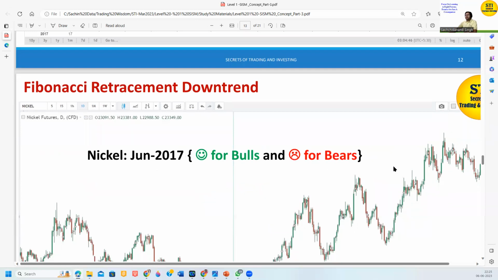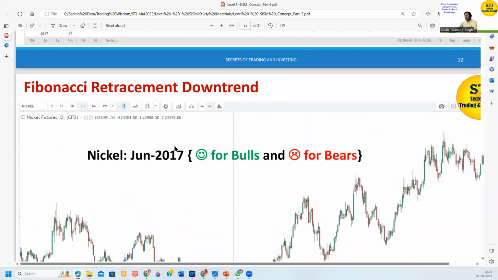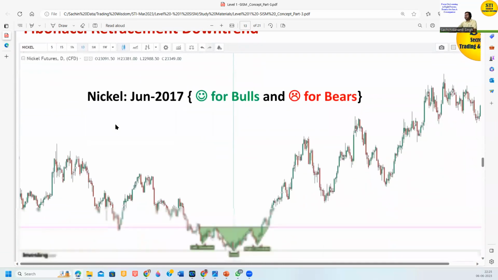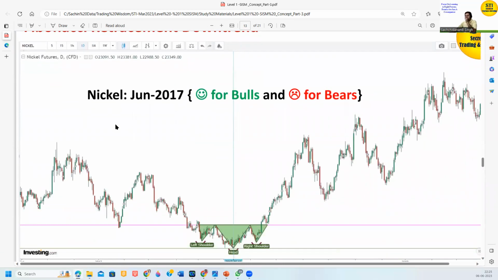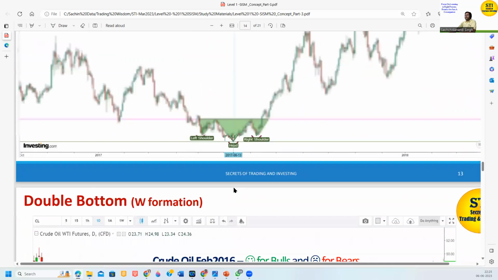Second one was Fibonacci retracement in a downtrend. No, sorry, this is a typo error. Just ignore this one. So this is basically again an example of the inverted head and shoulder, how it looks.